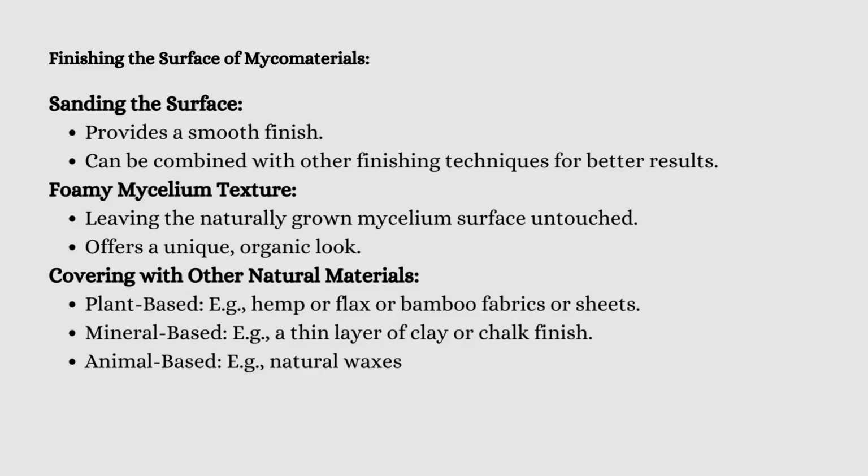You can cover it with hemp, flax, bamboo fabrics. You can cover it with fiberglass if you're making a surfboard, for instance. You can cover it with a thin layer of clay as well, if that's something you want to play around with. And you can even cover parts of it and not the whole thing. And again, waxes, you can cover with natural waxes like beeswax or soy wax.